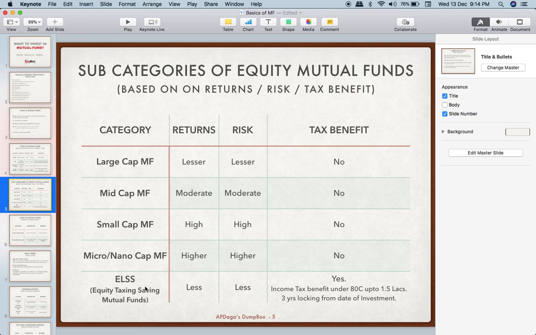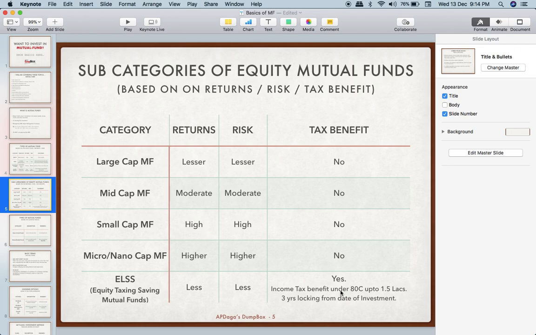In all these four categories, you don't get any tax benefit, but there is a fifth category, that is ELSS, equity tax saving mutual funds. Here risk is less, returns are less. It's not actually less. In most of the categories, its returns are sometimes higher than small cap also. I'll tell you why. And in this case, you get tax benefit, and you can invest any amount into it, but you'll get tax benefit up to 1.5 lakhs. Means tax benefit on income tax on an amount of 1.5 lakh.